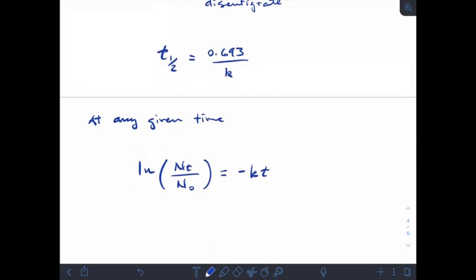Remember, n is the amount of material. So n at time t is the amount at time t, and n0 is the initial amount of material. Right? k is still our decay constant.